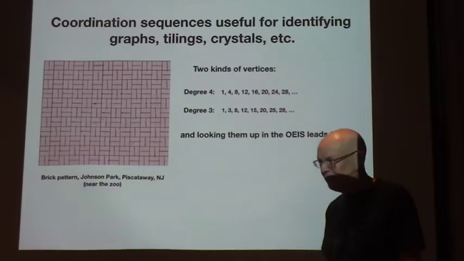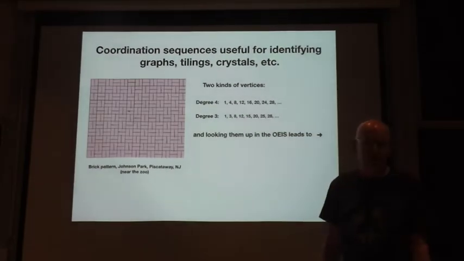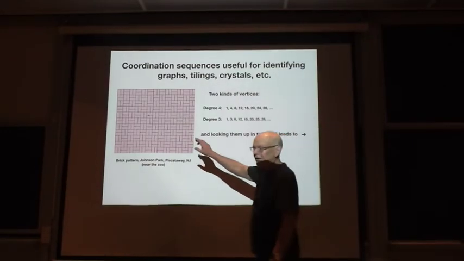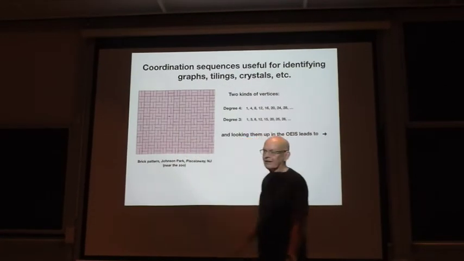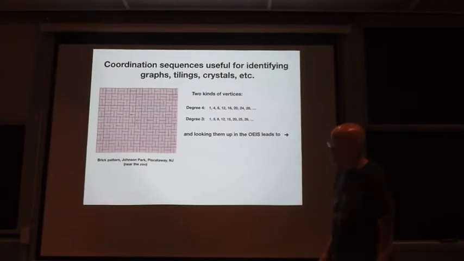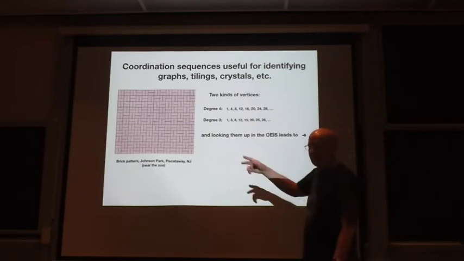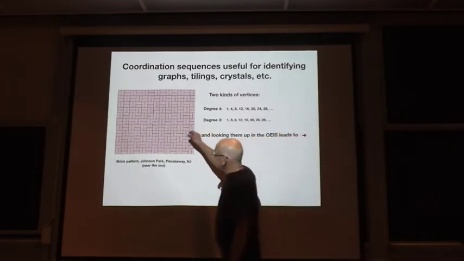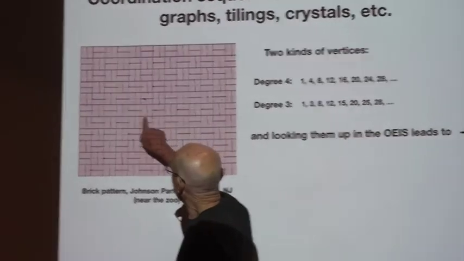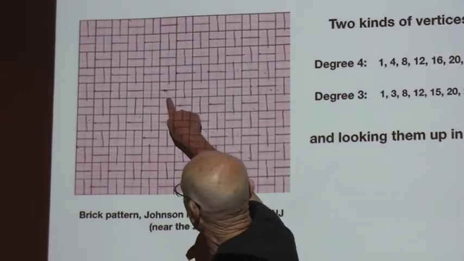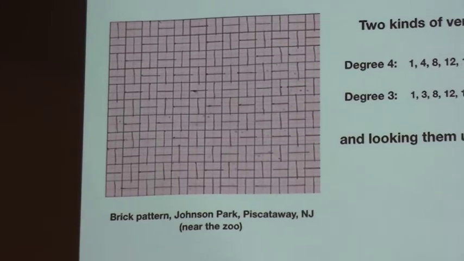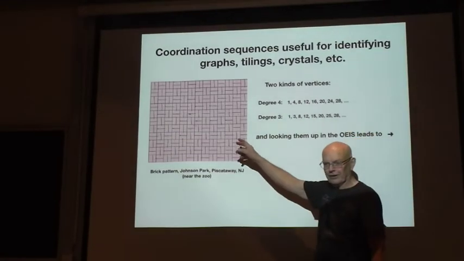So if you walk from here down the hill to Johnson Park, there's a zoo. Near the zoo, you'll see the road is tiled with bricks in this pattern. And I walked by it many times, and I thought, well, what is this structure? So I worked out the coordination sequences. If you look at it, you see there are 2 kinds of points. There are points that have valency 4, like that one, and there are points that have valency 3. So there are 2 coordination sequences, depending on which point you're sitting at.